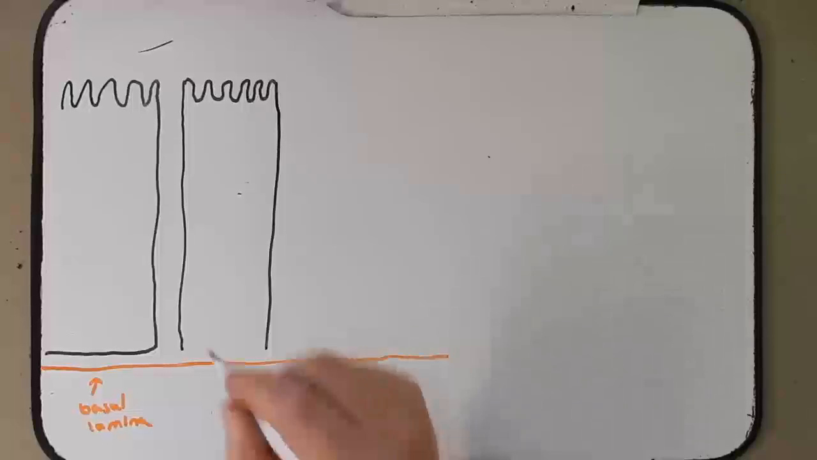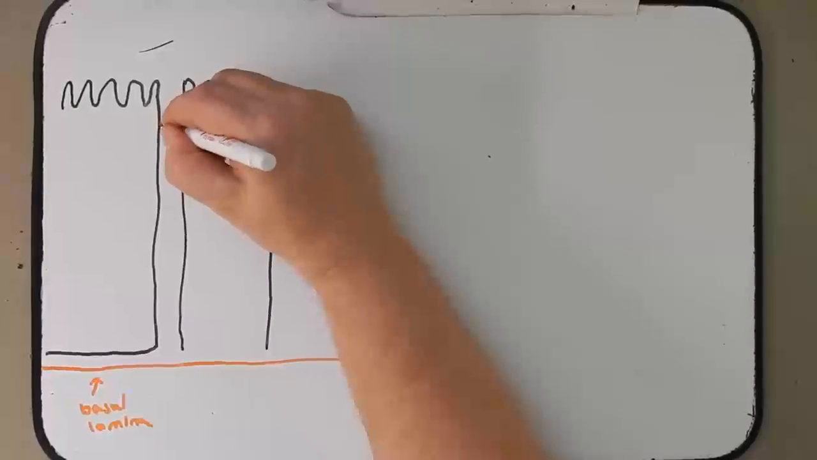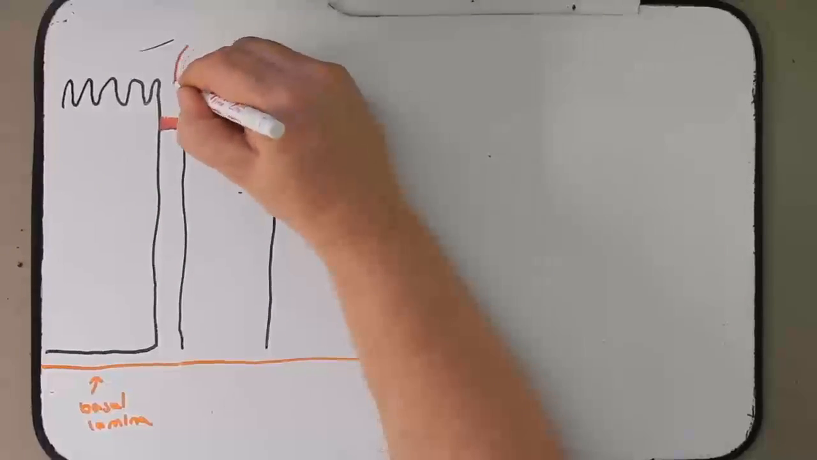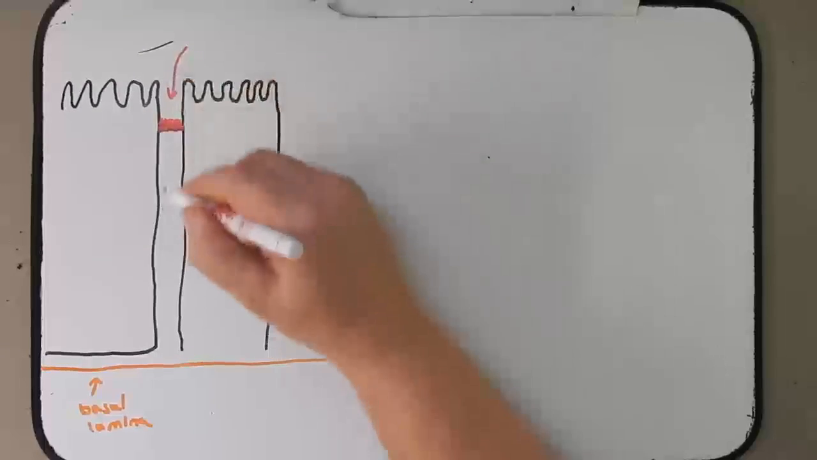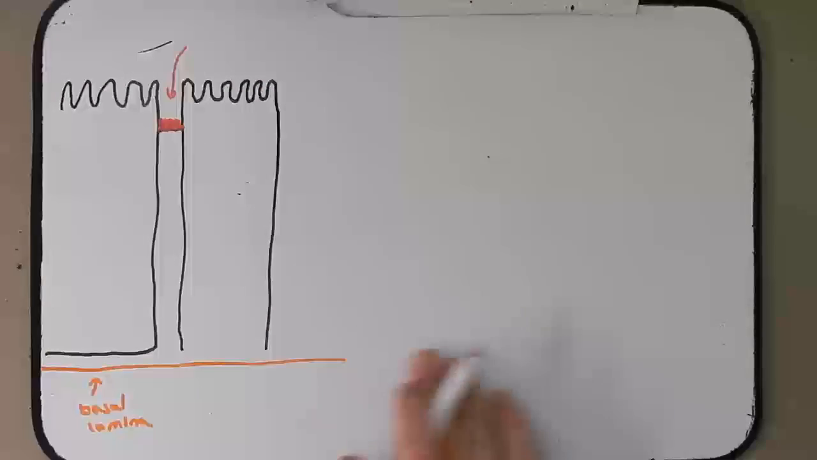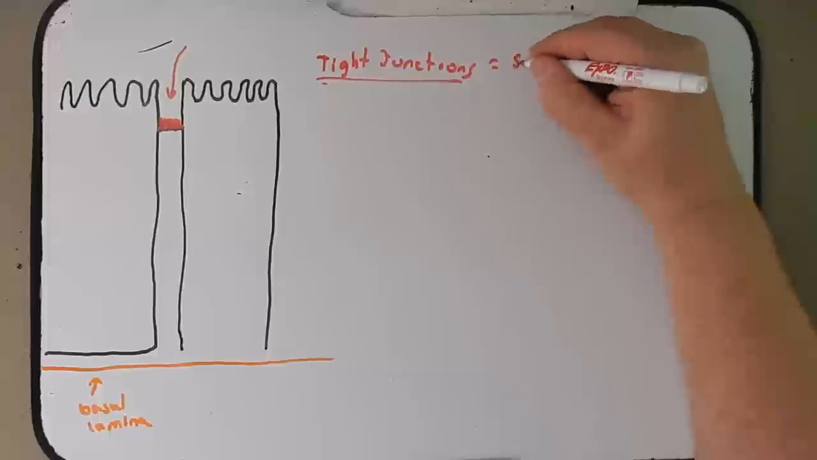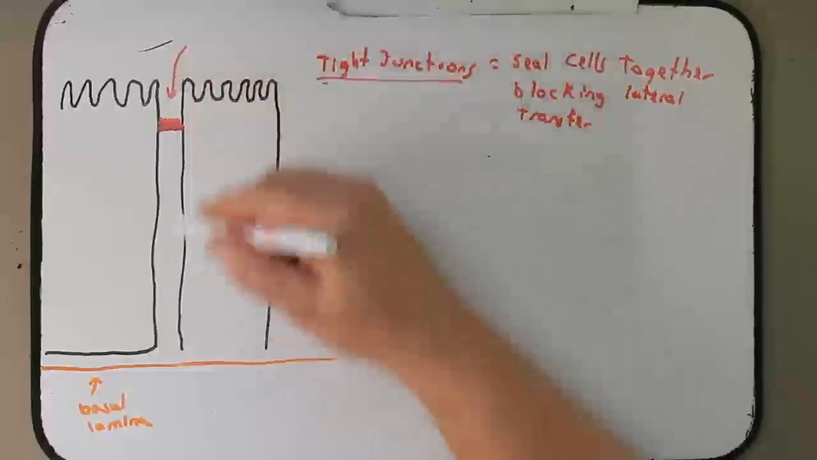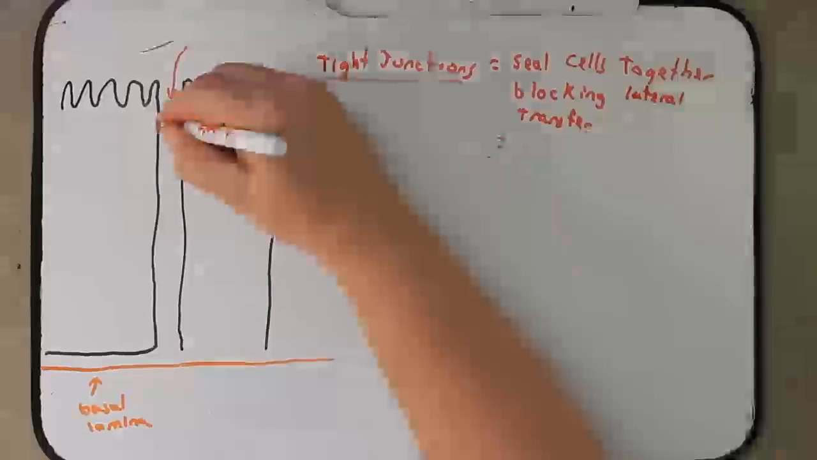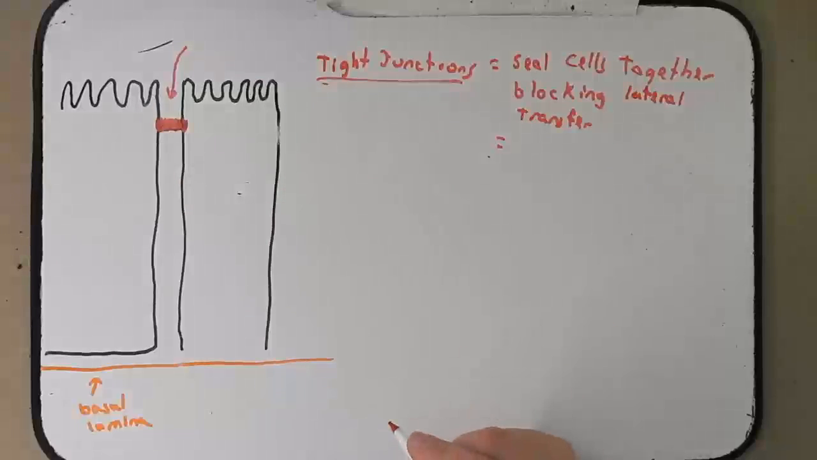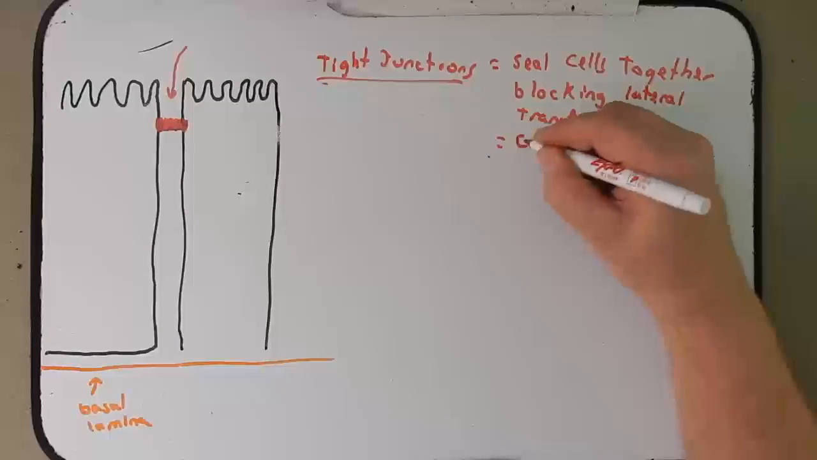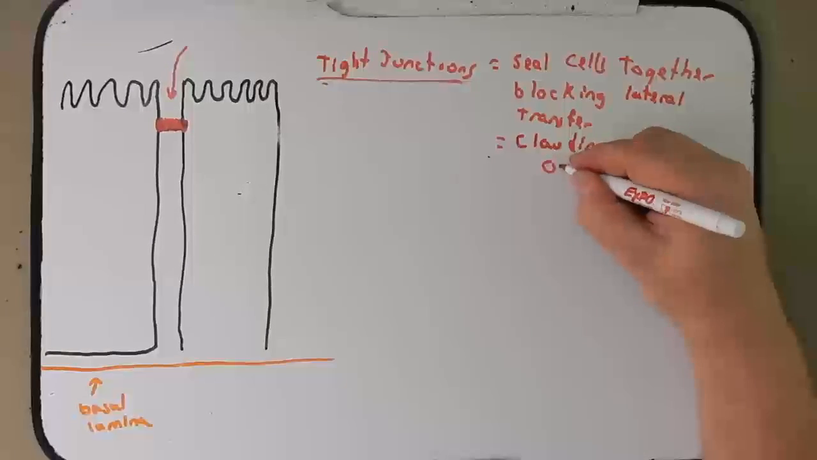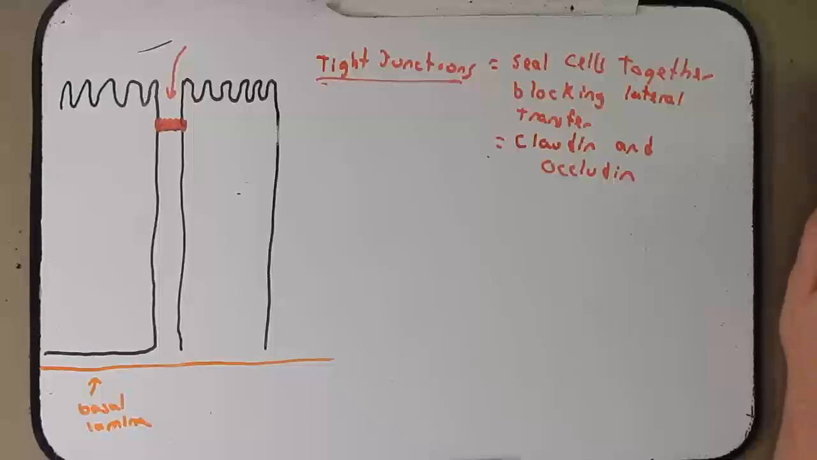The first one I want to talk about are tight junctions. And tight junctions, I'm going to draw here. Within the epithelium, what they will do is they will prevent the movement of fluid and molecules in between the cells. So they will seal cells together, blocking lateral transfer of fluids and other molecules between the two cells. These tight junctions that span from one cell to the other are made up of two proteins. One's called claudin, and the other is called occludin. And that's all I want you to know about tight junctions.